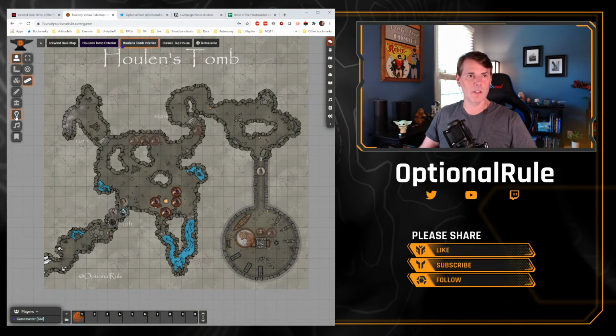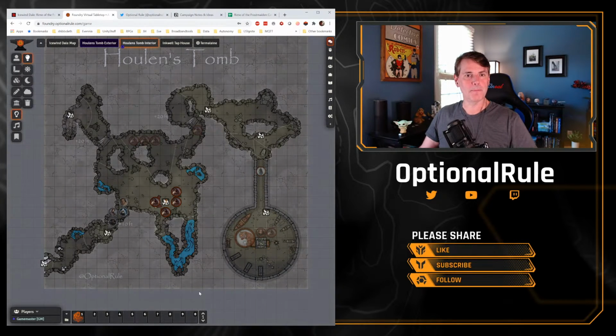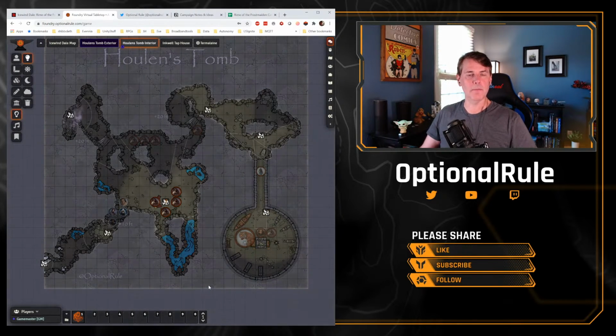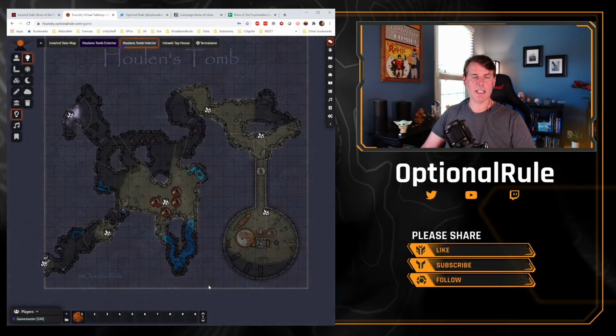And I just love this update to Foundry VTT. It's going back to night mode here, because you can see this lighting is just fantastic.